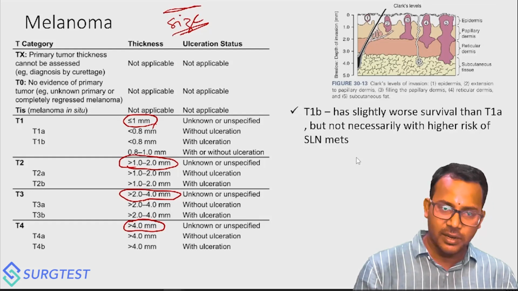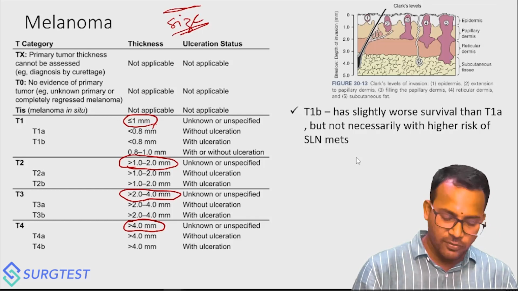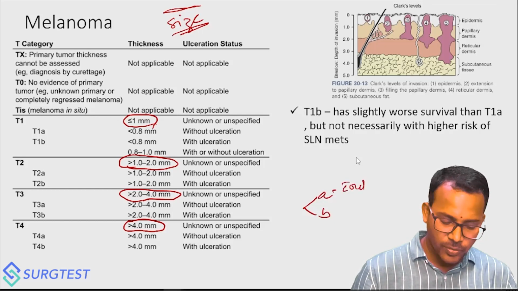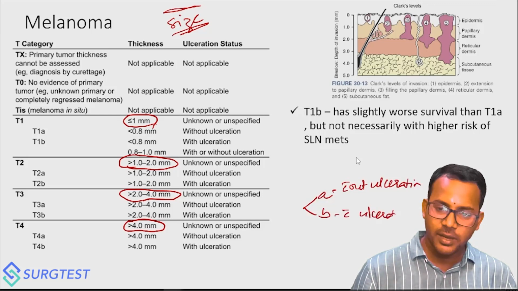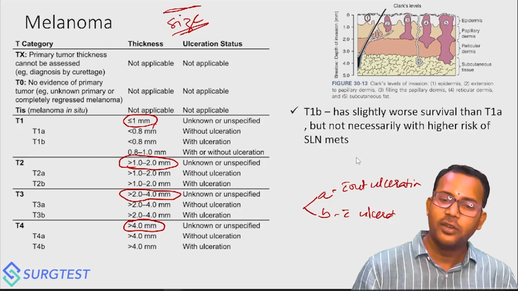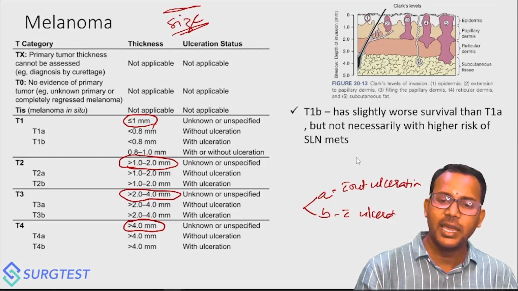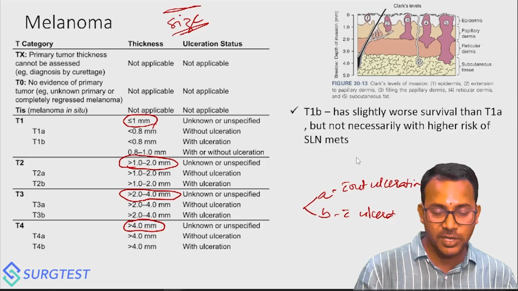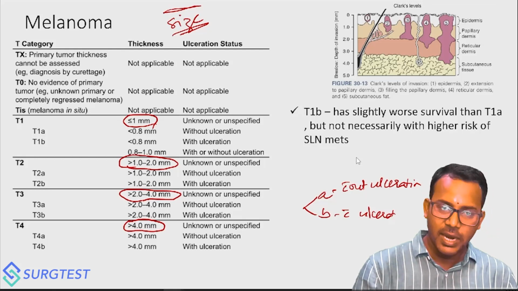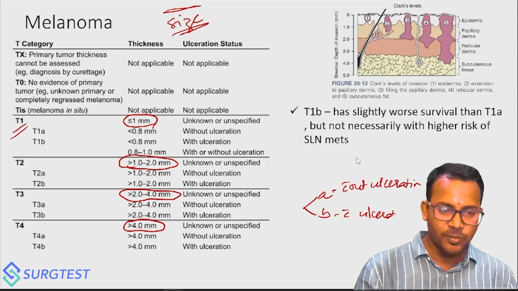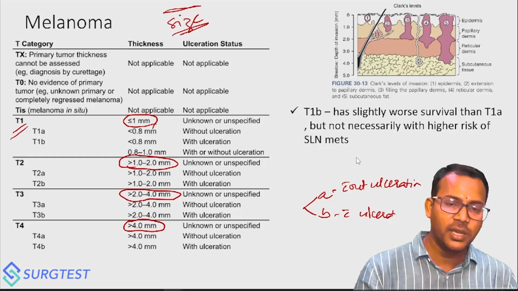Further, these lesions T1, T2, T3, T4 have been divided into two, which are A and B. A is usually without ulceration, and B is with ulceration. So you have T1A and B, T2A and B, T3A and B, and T4A and B. For almost all practical purposes, A means without ulceration and B means with ulceration. But there is an exception, and this exception is T1. In T1, A and B don't completely constitute without ulceration or with ulceration. However, this is regarding the division of the depth itself.